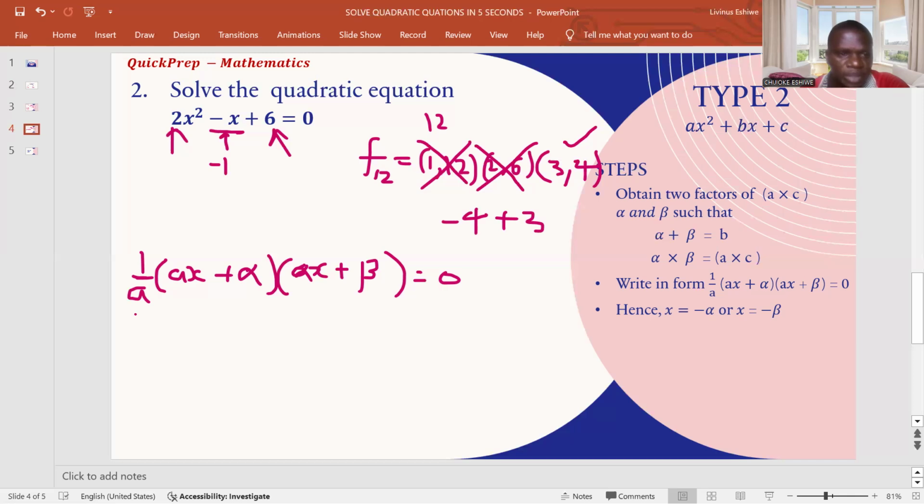Now let's put the values here. Remember, a is 2, still 2. So let's say 1 over 2. Open bracket, I have 2x minus 4 for the first one. Then I have 2x plus 3.